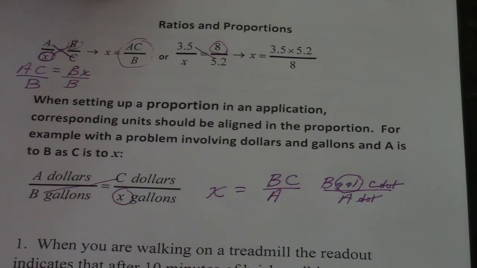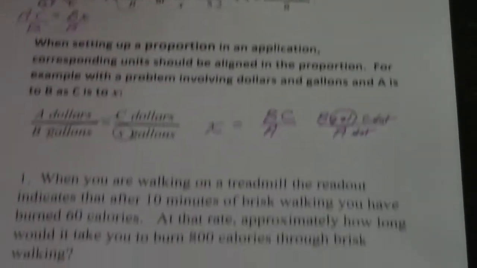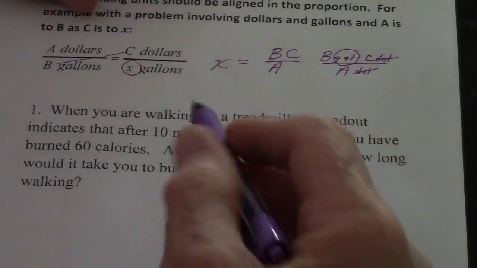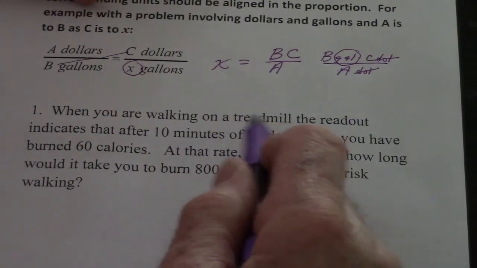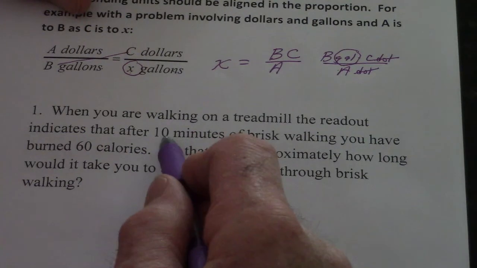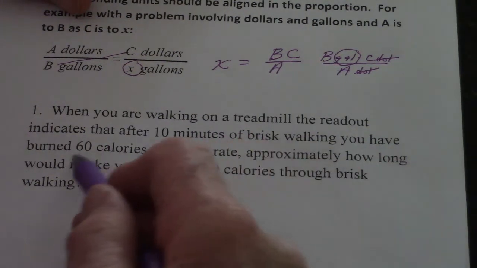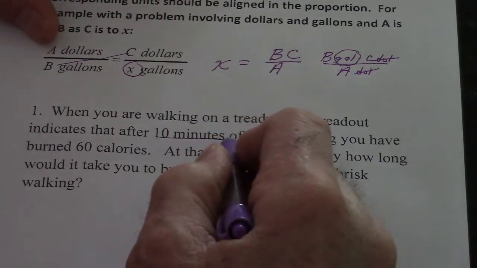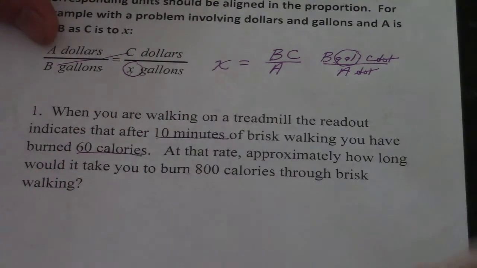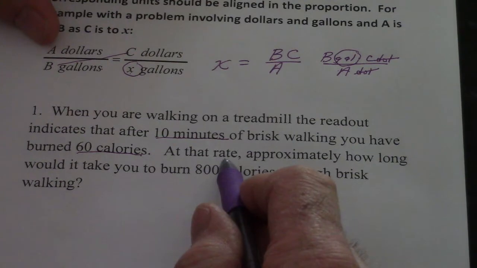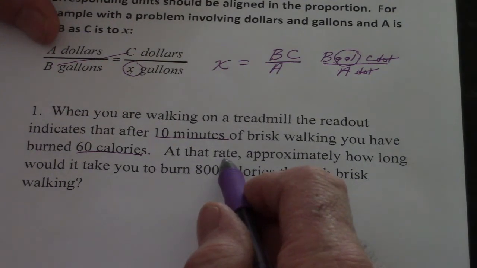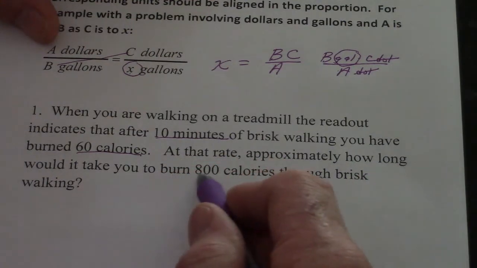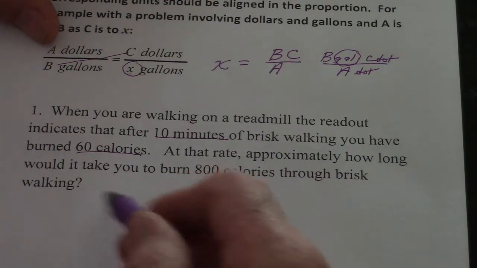We can use that corresponding unit idea and simply set up a proportion, cross multiply and divide. When you are walking on a treadmill, the readout indicates that after 10 minutes of brisk walking, you have burned 60 calories. Now that's a comparison, 10 minutes compared to 60 calories. It says at that rate, and proportions rely on you maintaining the same rate, approximately how long would it take you to burn 800 calories through brisk walking?